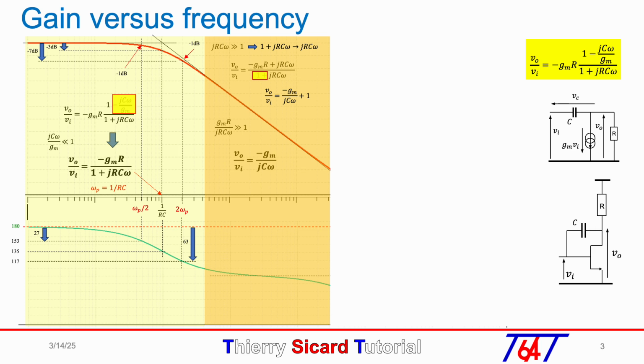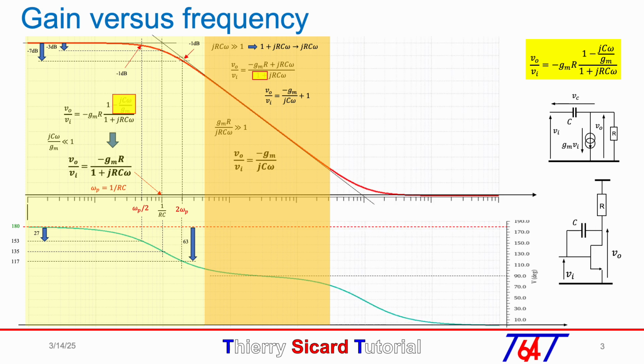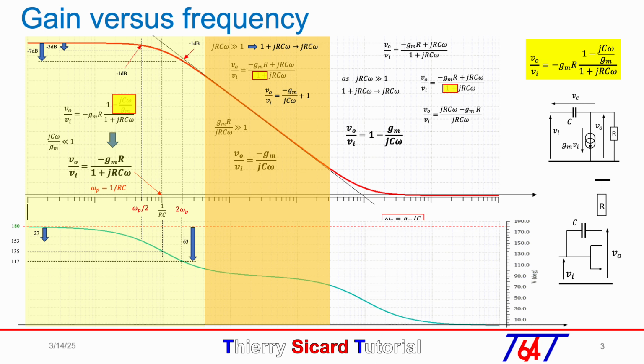The voltage gain equation Vout over Vin is shown in the yellow box. It can also be written as follows. JRC omega being much greater than 1, the term 1 plus JRC omega can be replaced by JRC omega. Thus, at high frequencies, the gain is written 1 minus Gm over Jc omega, where the angular frequency omega 0 is Gm over C with a phase of 45 degrees.